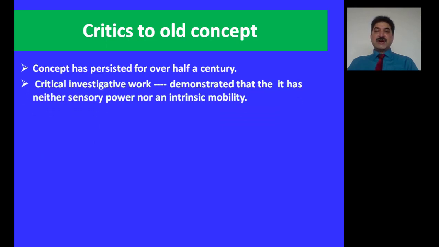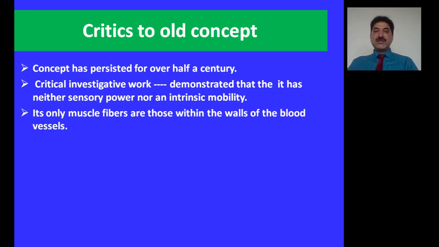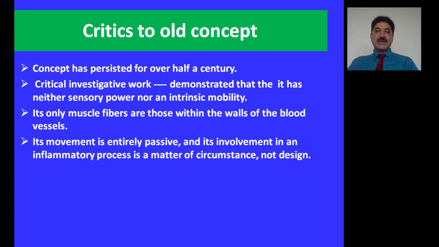Critical investigative work demonstrated that it has neither sensory power nor has an intrinsic mobility. Its only muscle fibers are those within the walls of the blood vessels. Its movement is entirely passive, and its involvement in an inflammatory process is a matter of circumstances, not design. Thus, it moves to the site of inflammation and seals the perforation by chance, not by choice.